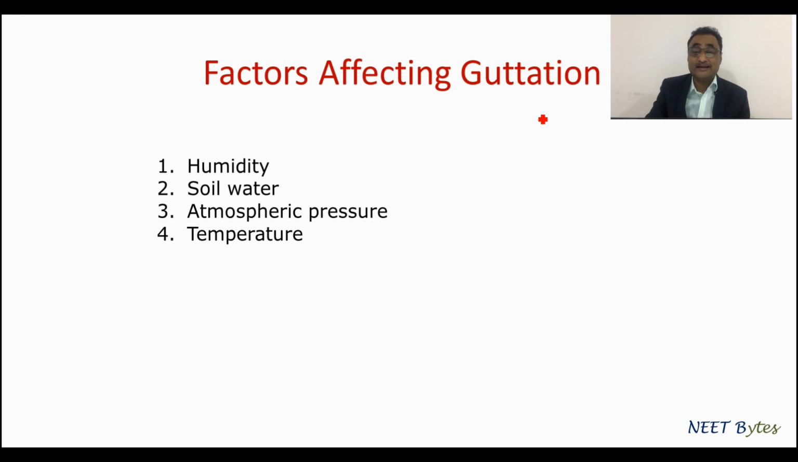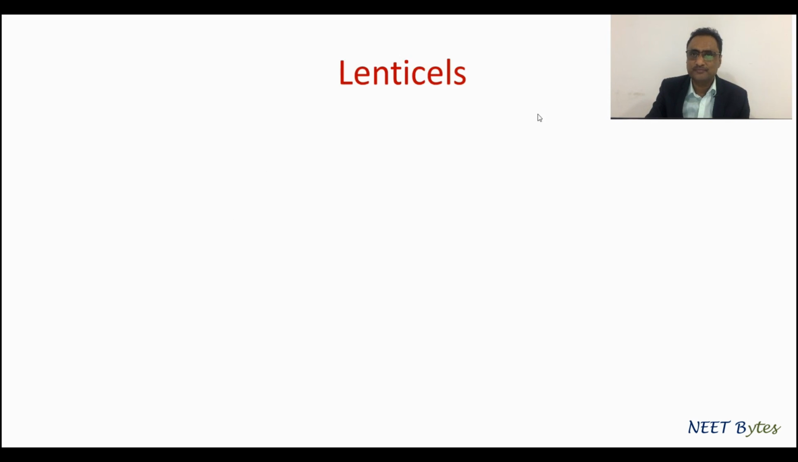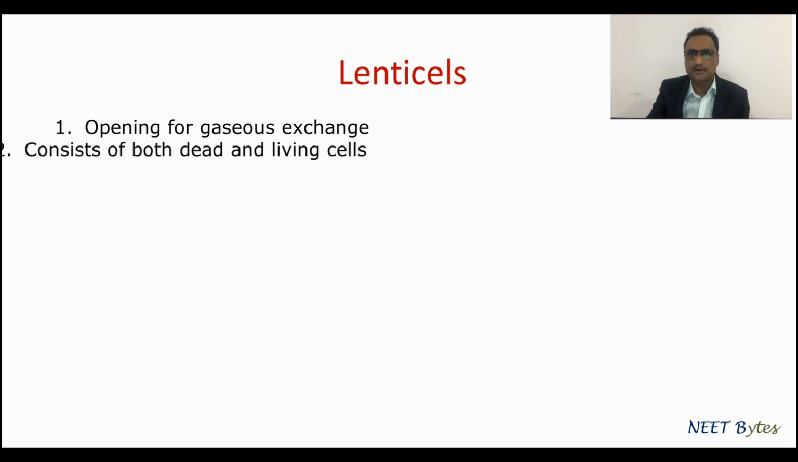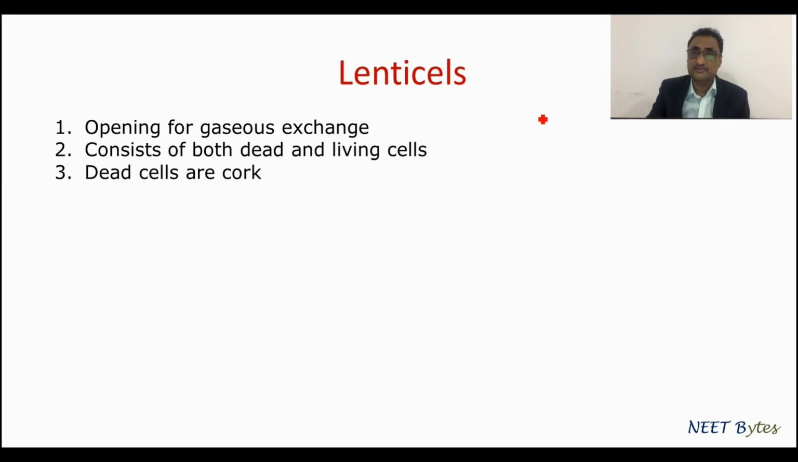One last thing, lenticels, because they also contribute to the rate of transpiration, right? Now what are lenticels? They provide a means for the exchange of gases, but at the same time they consist of both dead and living tissues. What are the dead tissues? Dead tissues are the cork cells, which are dead tissues made up of suberin. What are the living tissues? The living tissues are called complementary cells. So it is a combination of both dead as well as living cells, right?